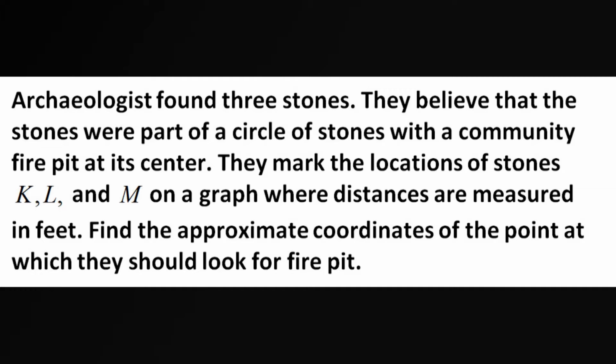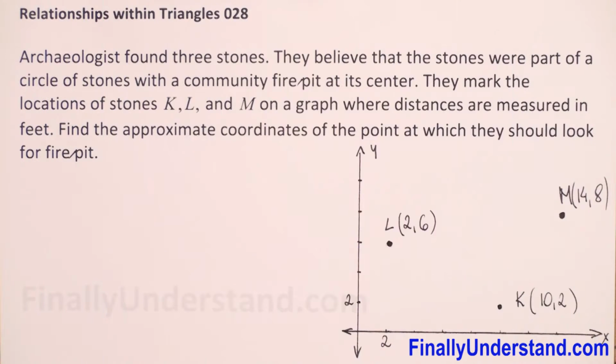Archaeologists found 3 stones. They believed that the stones were part of a circle of stones with a community fire pit at its center. They marked the location of the stones K, L, and M on a graph where distances are measured in feet. Find the approximate coordinates of a point at which they should look for the fire pit.